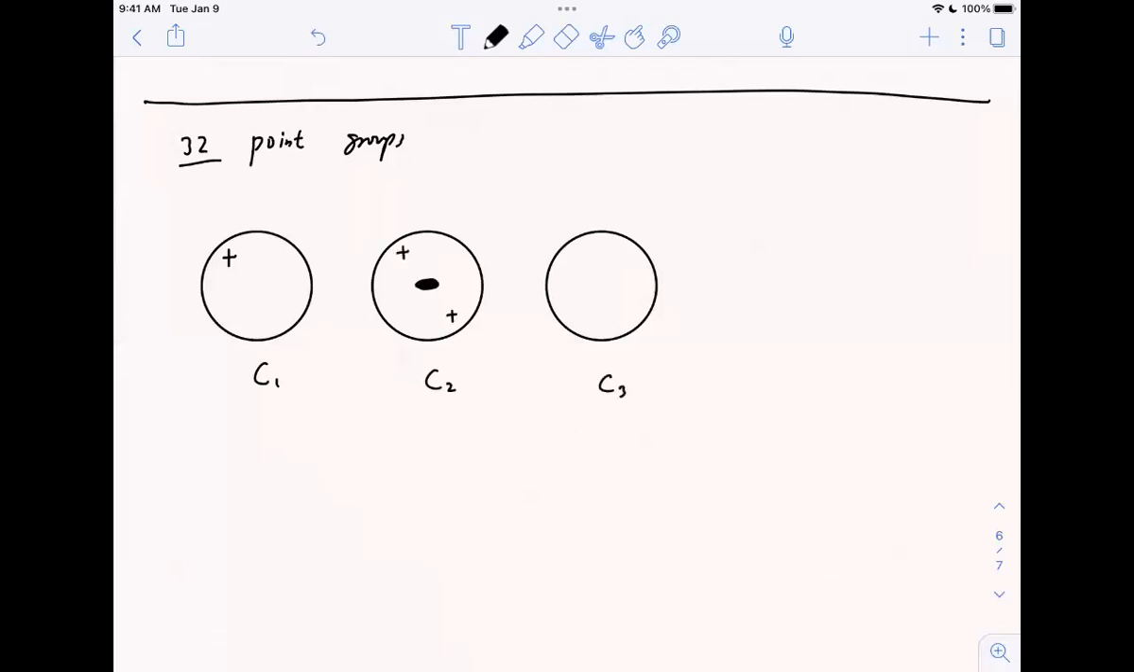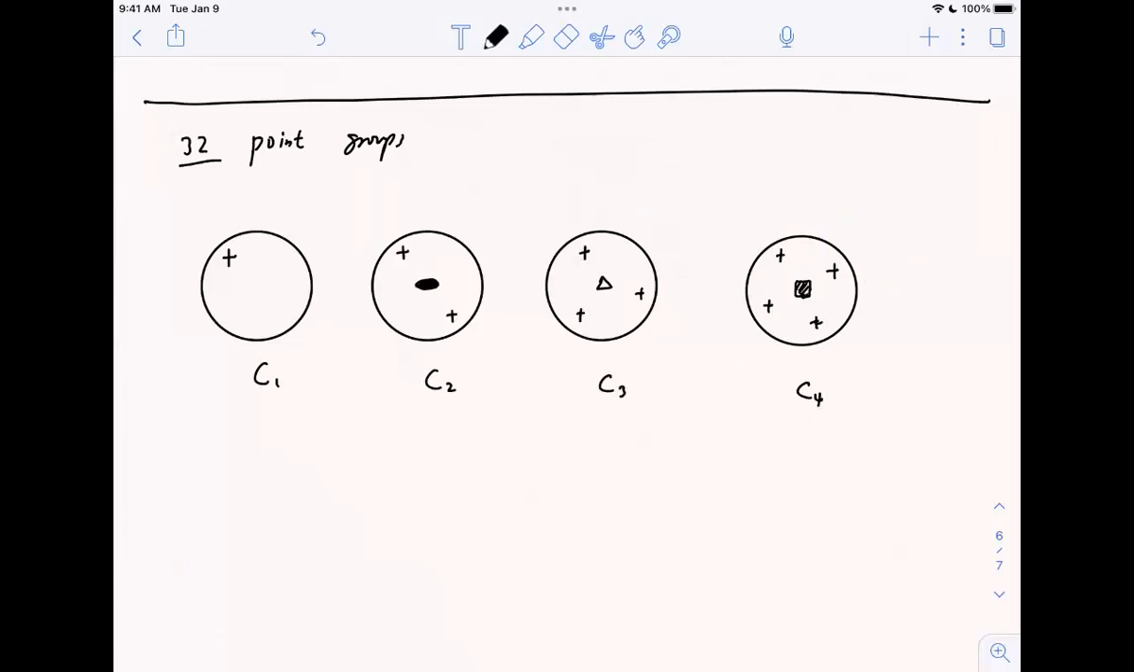Okay, C3. Then you have this, and then you have a triangle. So this is called C3. Then you have C4. C4 is 1, 2, 3, 4. My drawing is not very accurate, but this is C4.